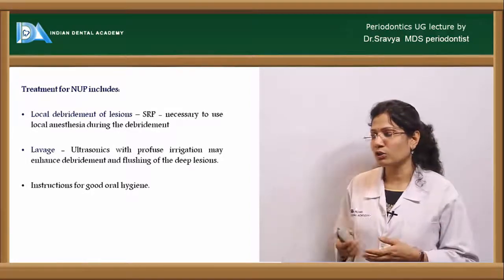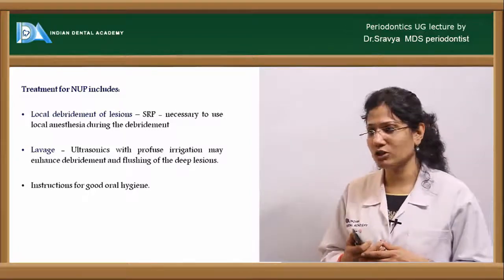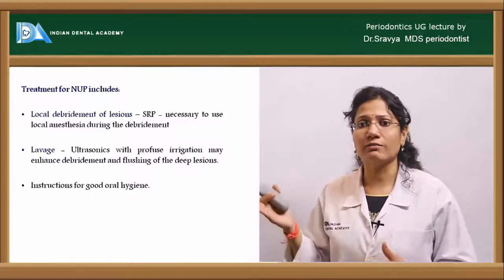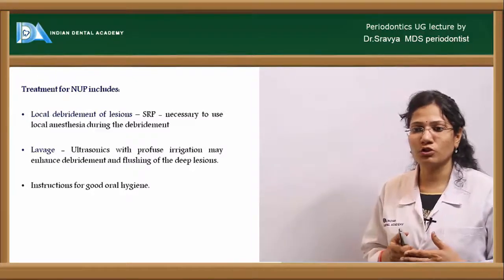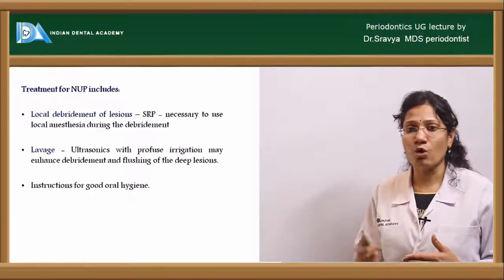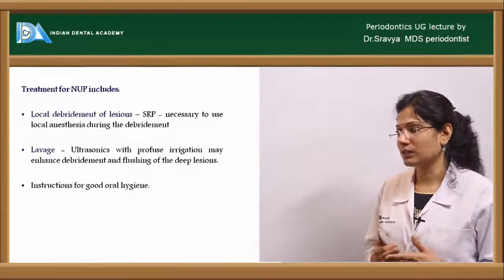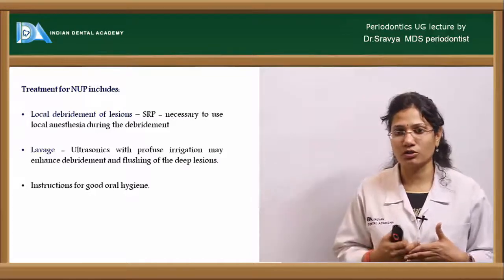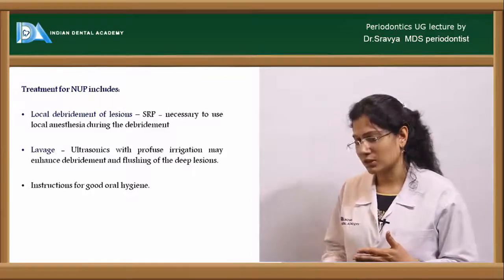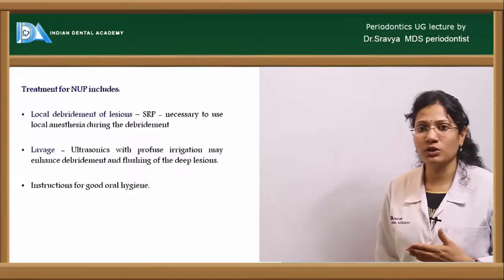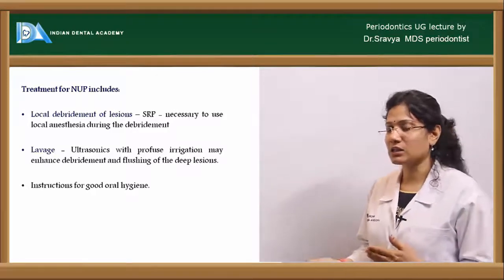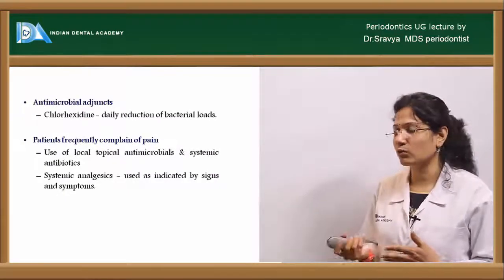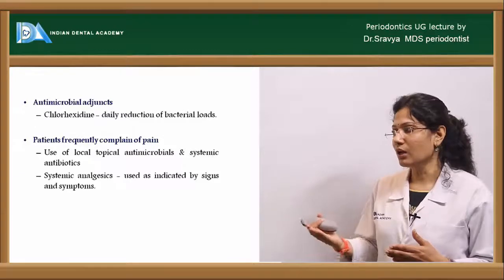As a dentist, your line of treatment is local debridement of the lesions under local anesthesia. Please remember that these lesions are very painful, so you have to put the patient on local anesthesia before going about even the local debridement, and then you do a thorough lavage. To get a good flushing effect of the deep lesions, you can use ultrasonics. Then give the patient good oral hygiene instructions and put the patient on antimicrobial adjuncts like chlorhexidine mouthwash to reduce the microbial load.